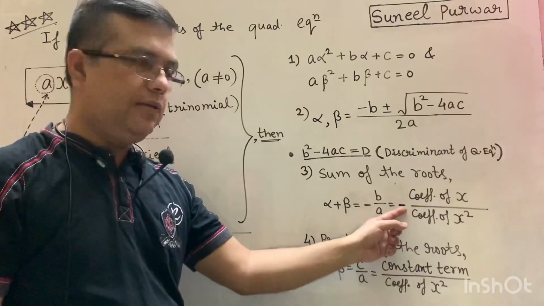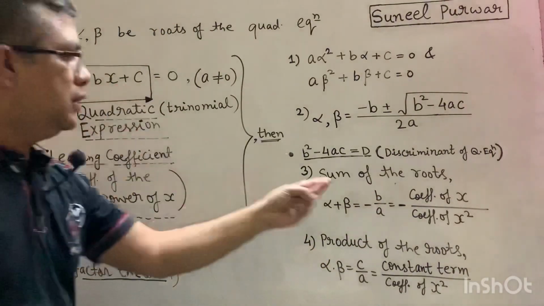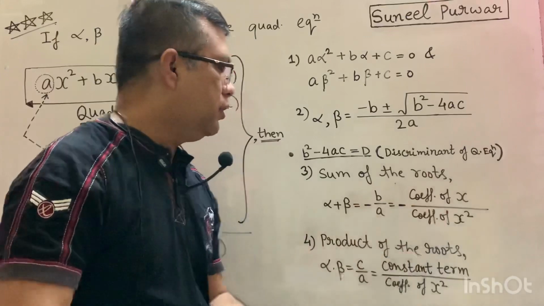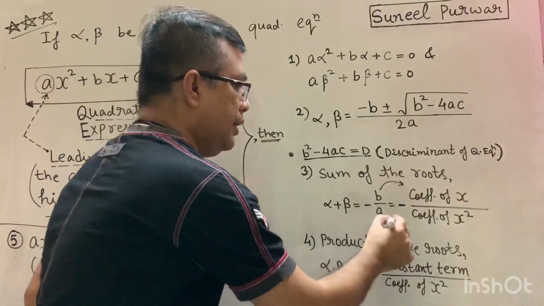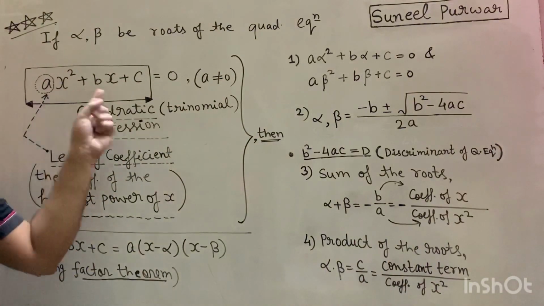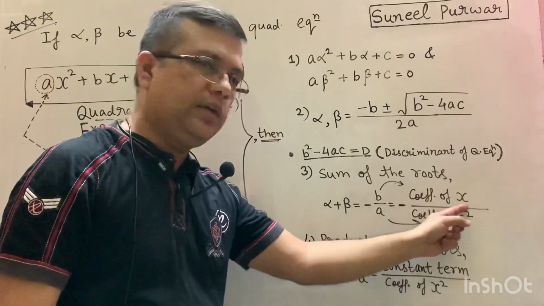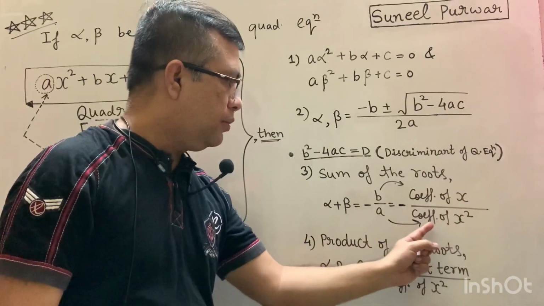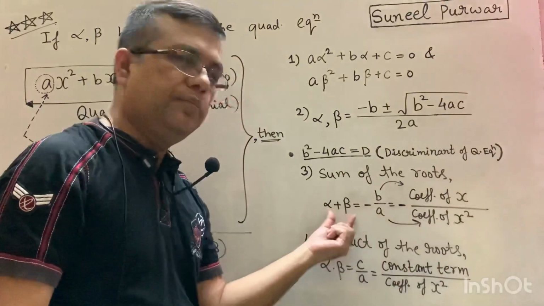With a minus sign, b stands for the coefficient of x, divided by a. a is the coefficient of x square. So minus of this ratio, the coefficient of x divided by the coefficient of x square, will give you the sum of the roots.